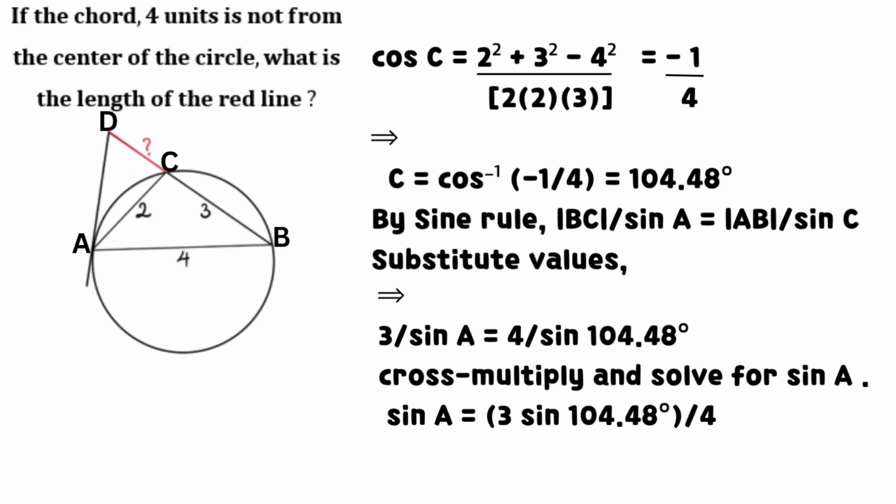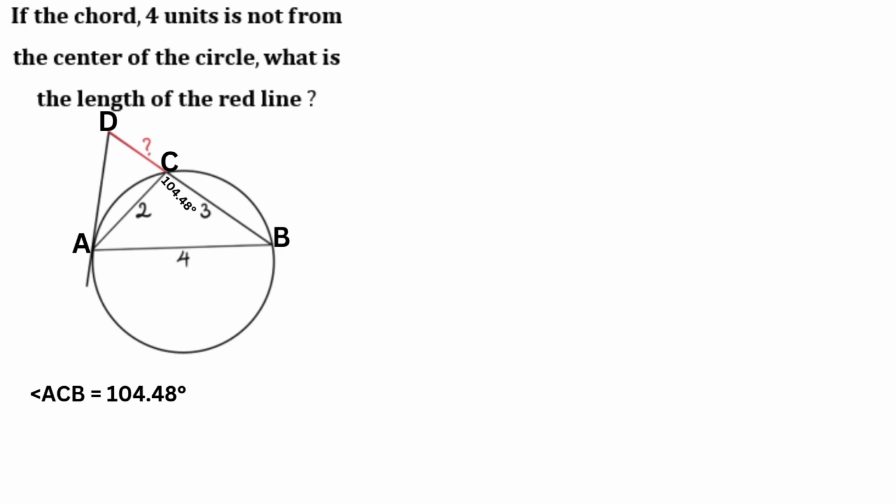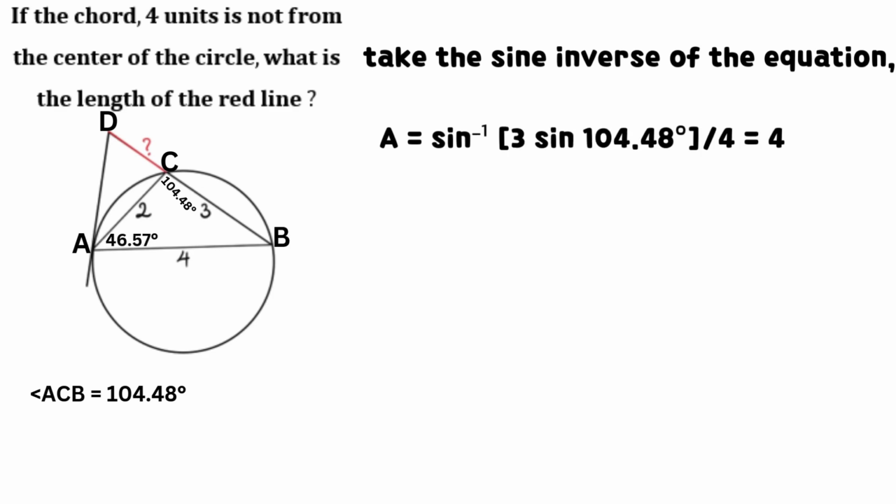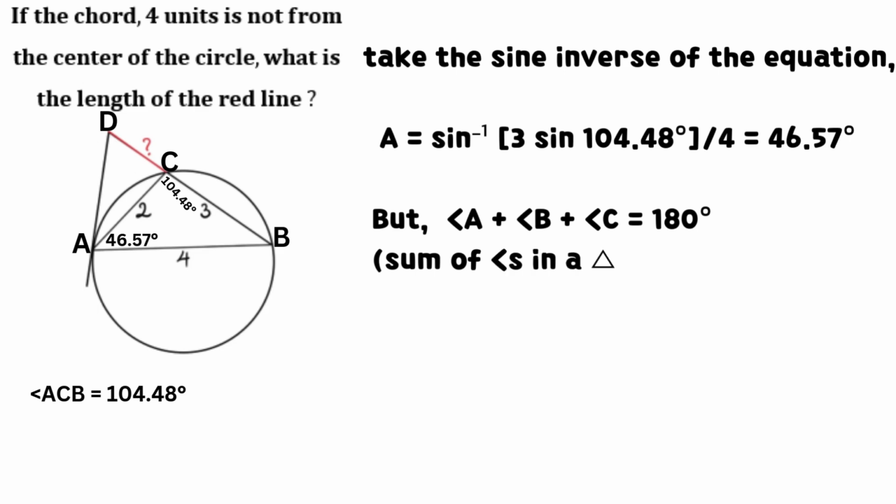Now we have to find the sine inverse of the equation to obtain the value of angle A. We will use the theorem that the sum of angles in a triangle equals 180 degrees to find the value of angle C of triangle ABC. Take the sine inverse of the equation. A equals the sine inverse of 3 times sine 104.48 degrees, all divided by 4, which equals 46.57 degrees.